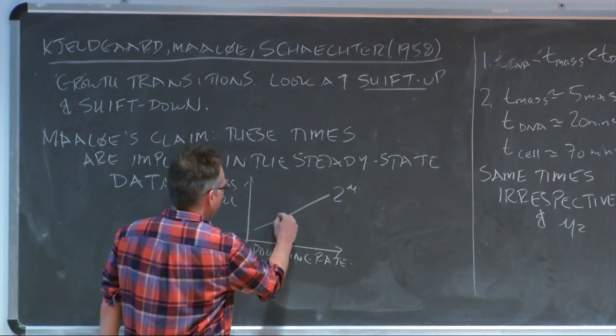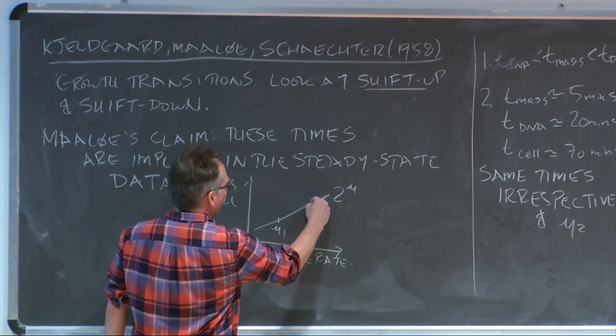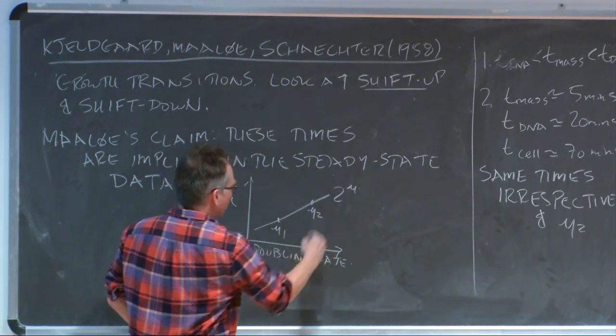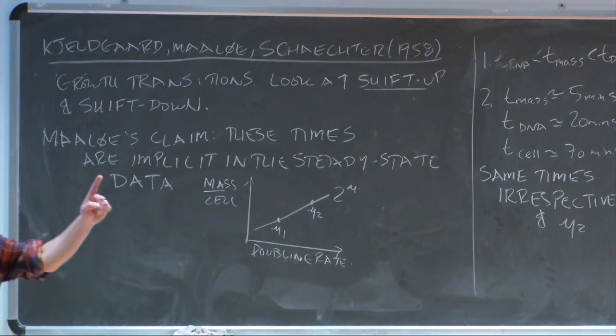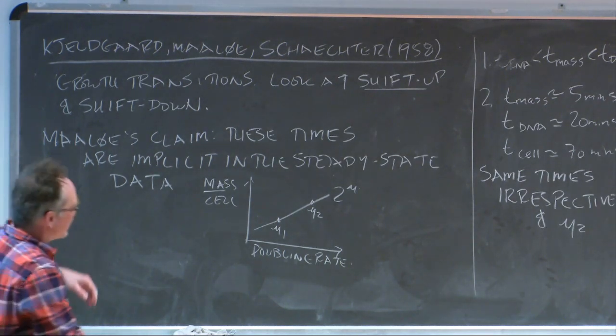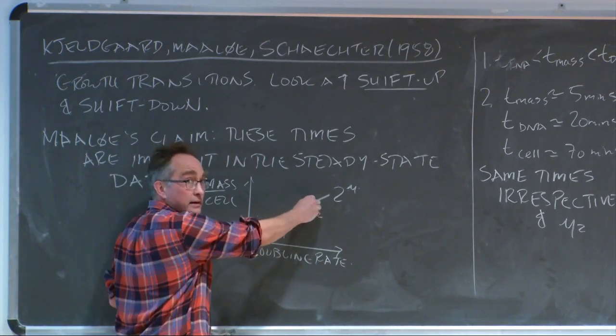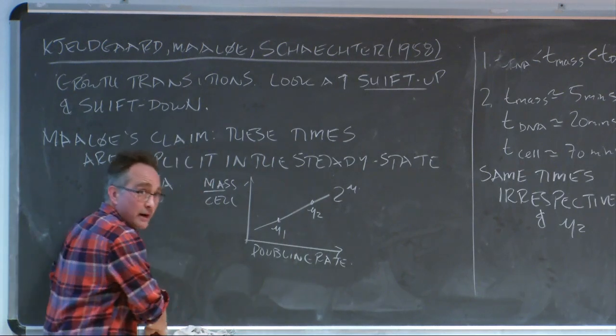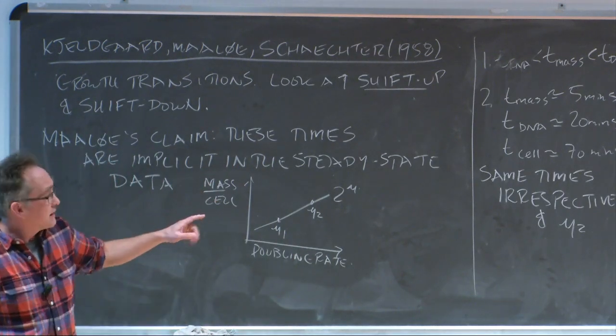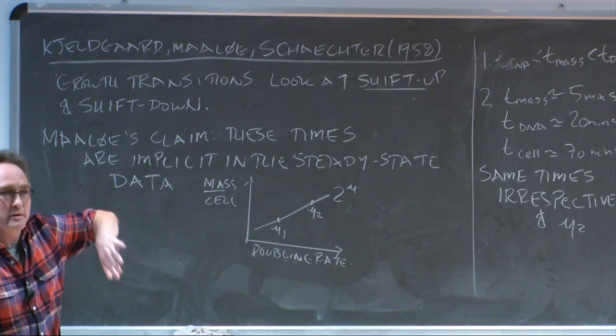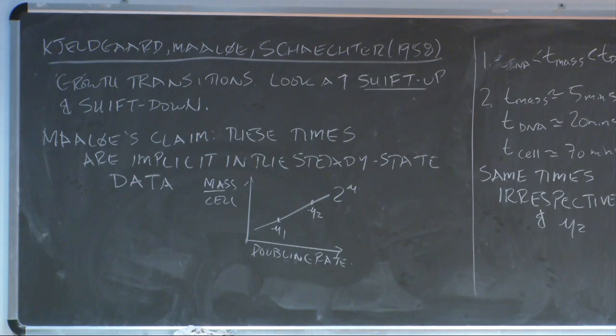And now Mola's observation is that you go from growth rate 1 to growth rate 2. You slide along that line. Who cares about the transients? You go from here, and then at T0, you shift up to here. It might take some time to get there, but the slope of this line is exactly the amount of time it takes you to change. And again, that's not obvious, and we'll go through it in some detail.